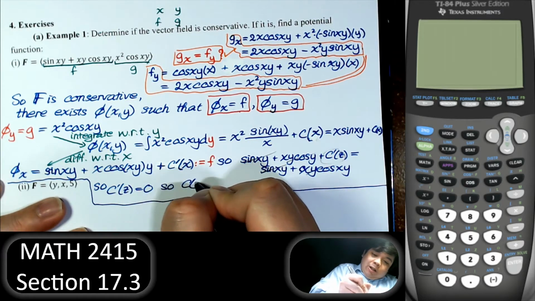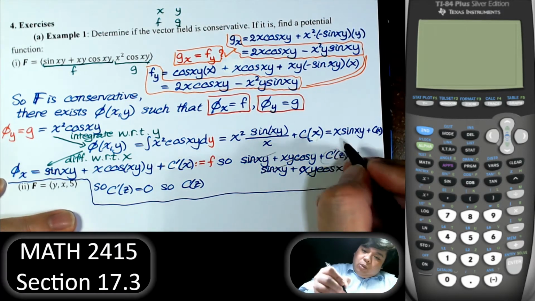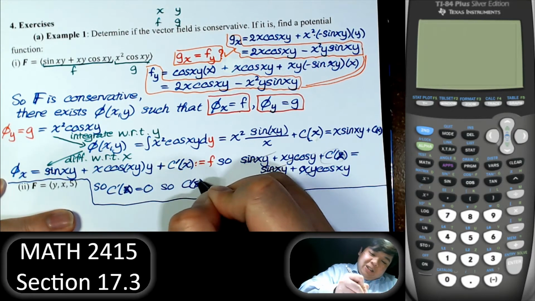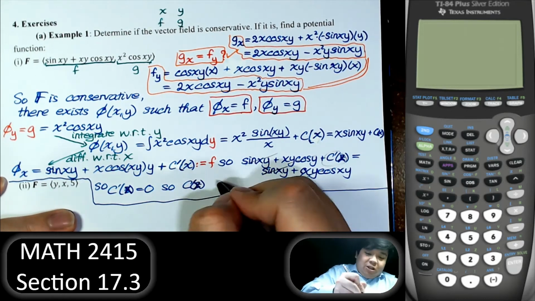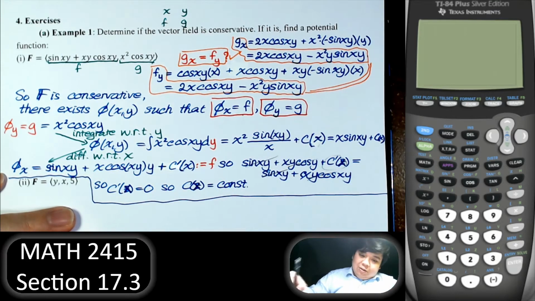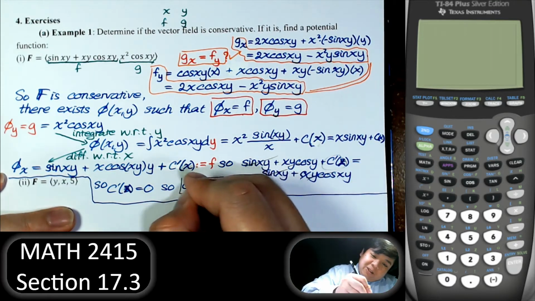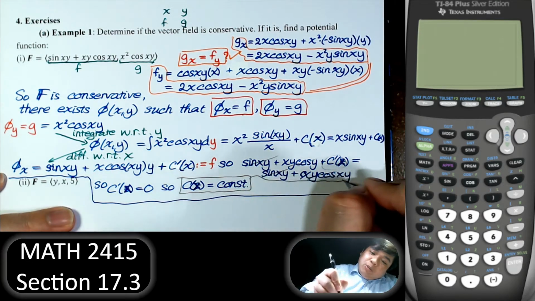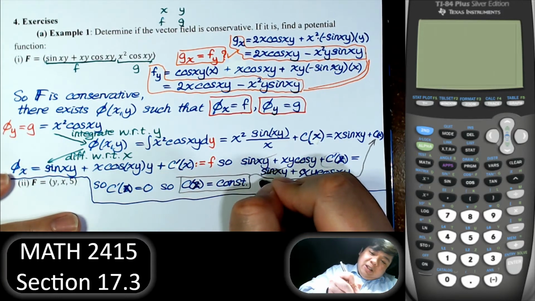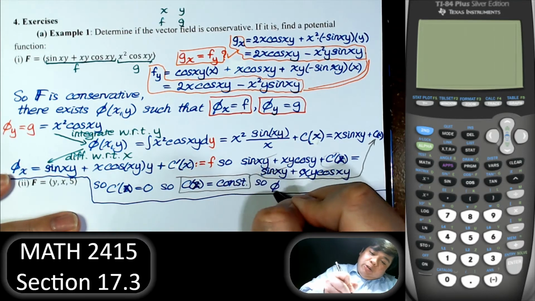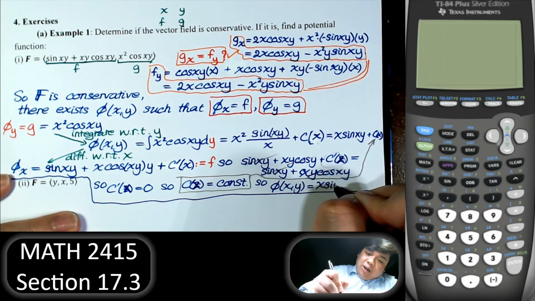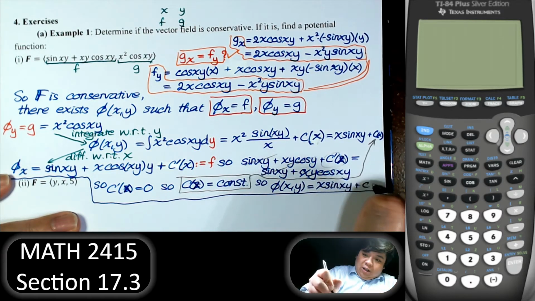So with respect to x, there's no z here. So c is a constant. We just need to substitute back in here, and we have that. So the potential function equals x sine of xy plus a constant.